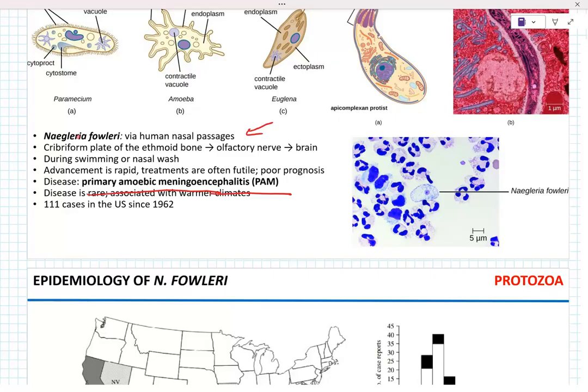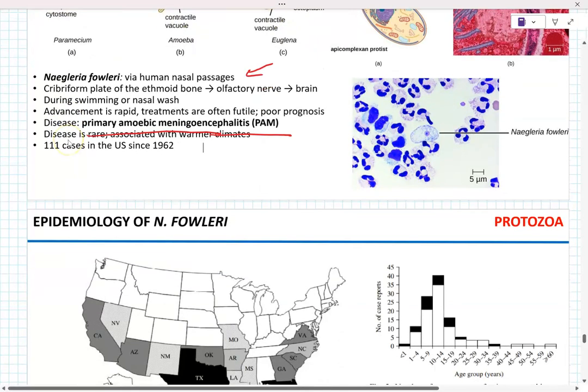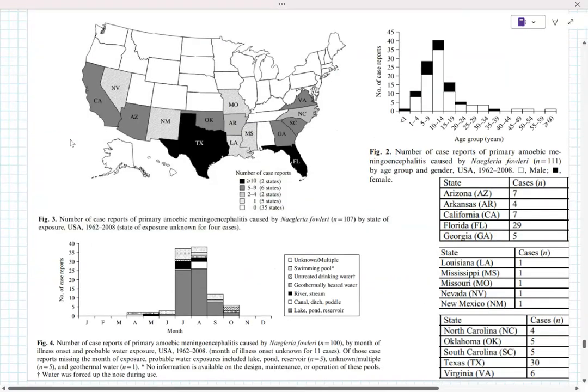Some cases result in survival because it is treatable if it's early, but it leaves long-lasting neurological damage. It's not frequent. I don't remember which year I picked up that statistic, but 1962 to 2008. So we're talking 46 years, we have 111 cases, not a lot. Some states don't have these cases at all, which is totally explainable.